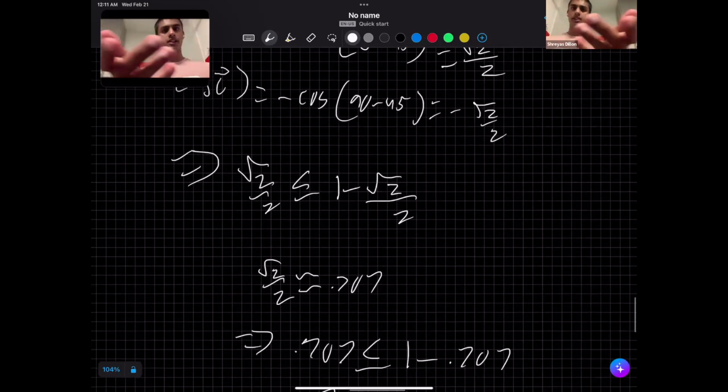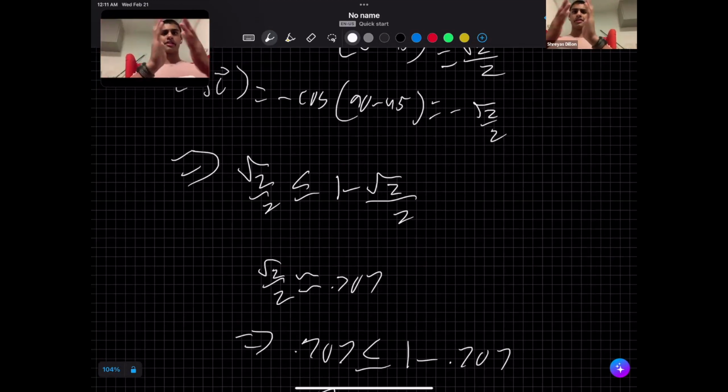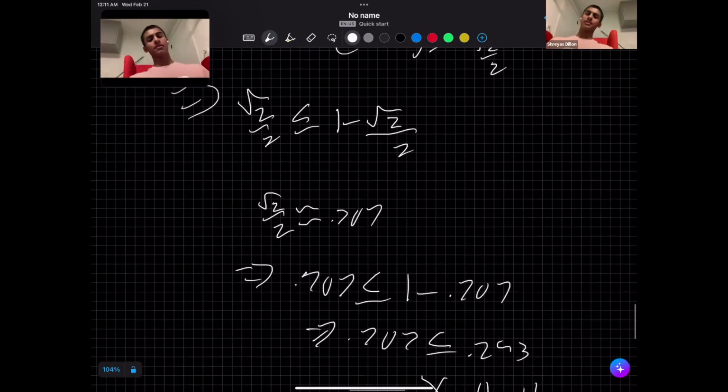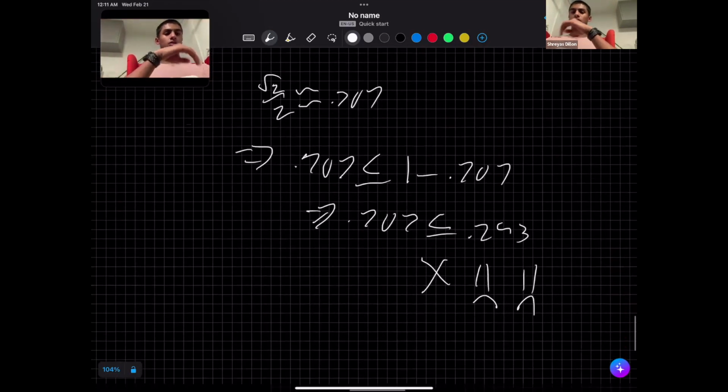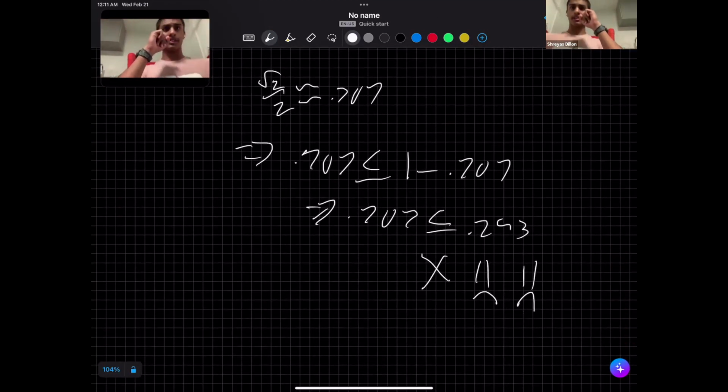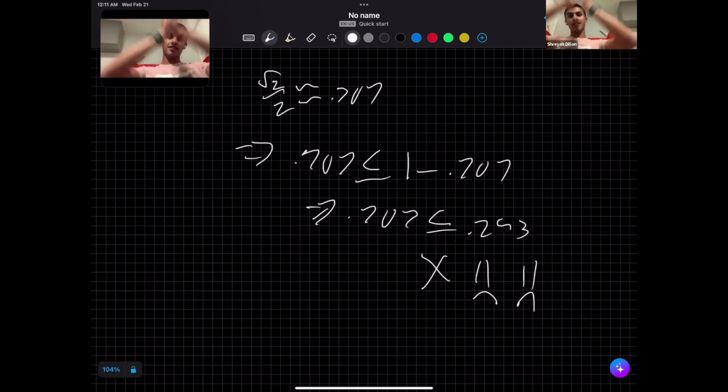And from here, it's pretty clear there's a disproof, or something wrong with the equation. If we take root 2 over 2 to equal 0.707, we have 0.707 is less than or equal to 1 minus 0.707. So, sorry, you have 0.707 is less than or equal to 0.293, which is evidently false. And congrats, we have disproved local hidden variable theories, proved Einstein wrong, and seen Bell's inequality at work.